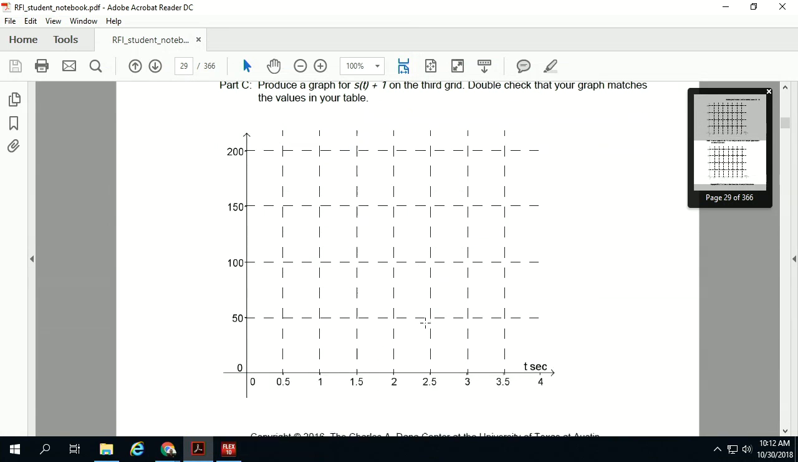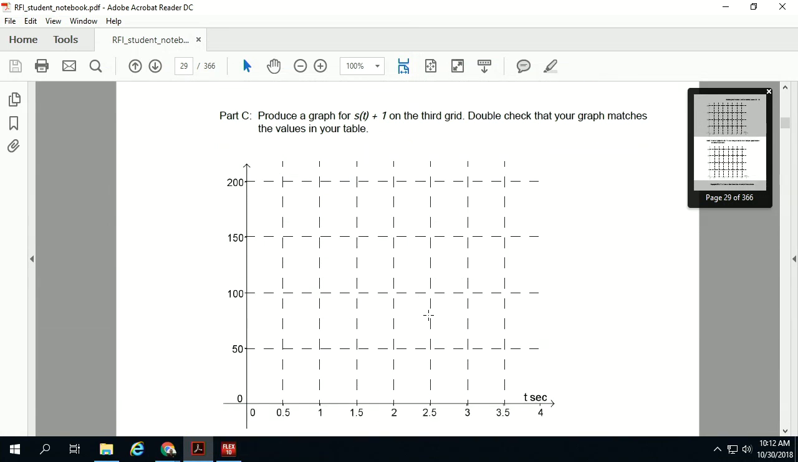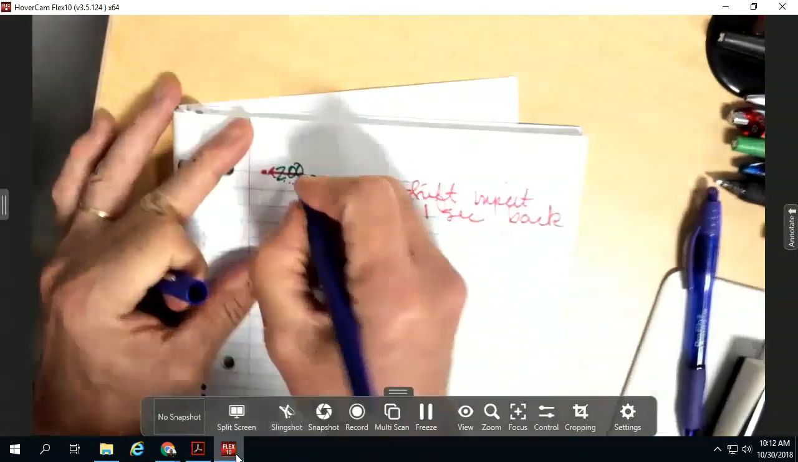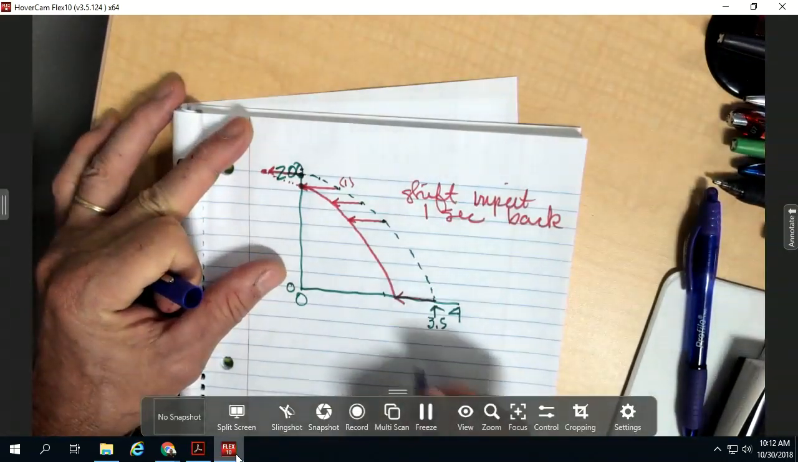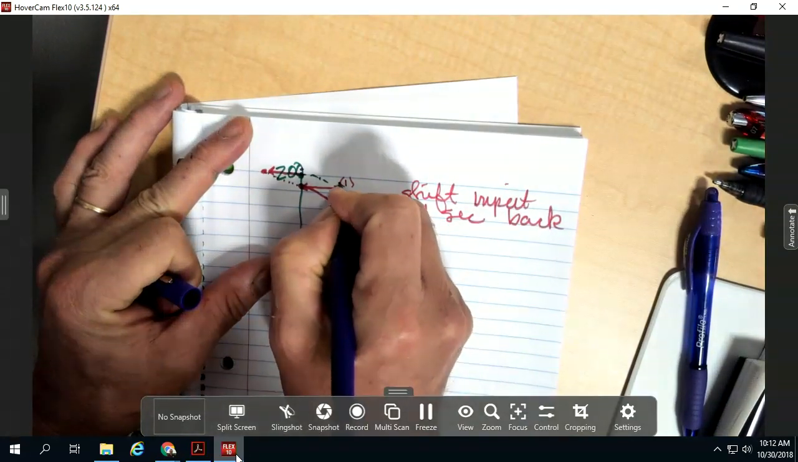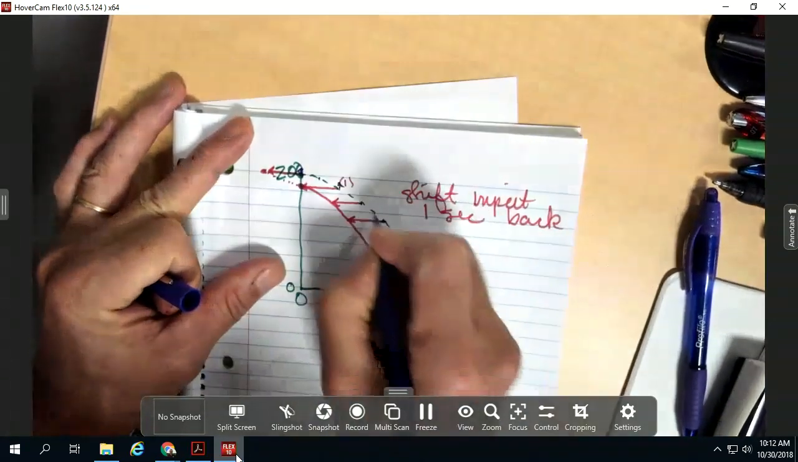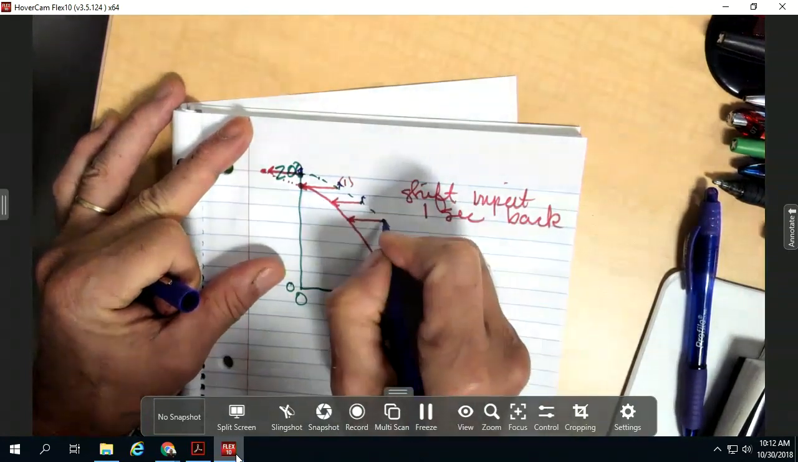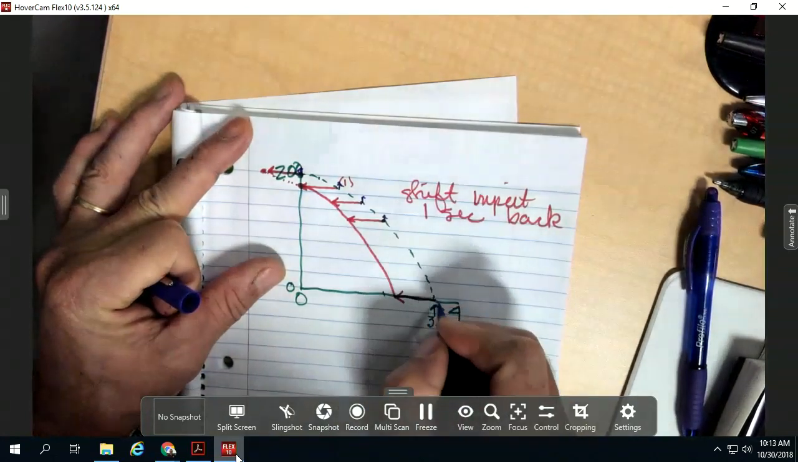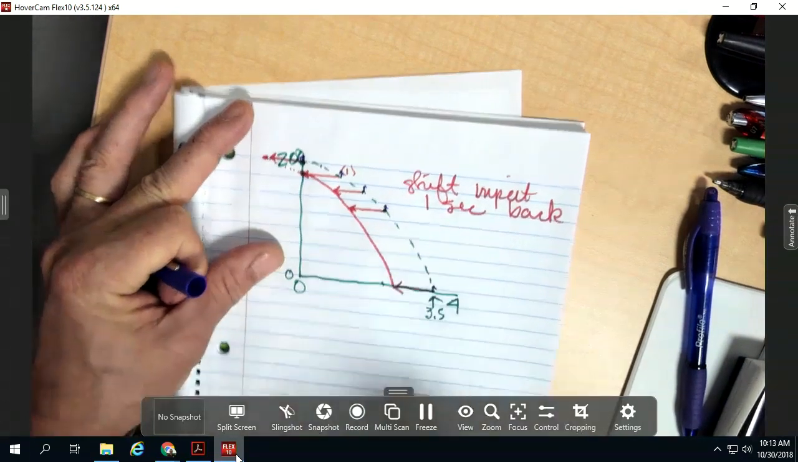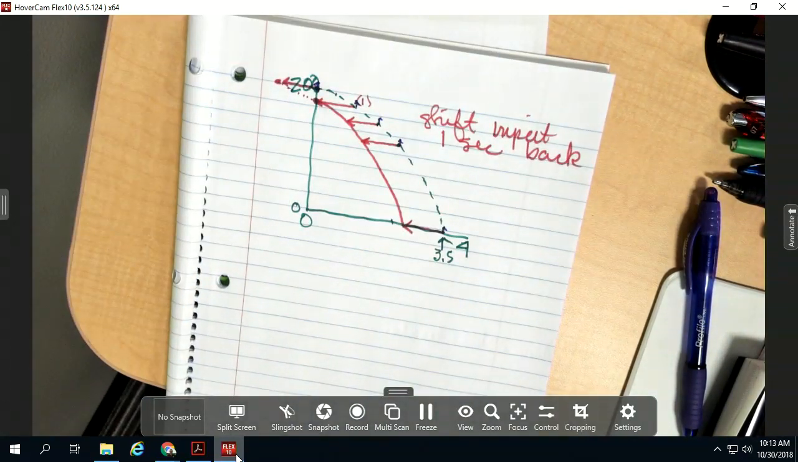Third picture. Now it says graph S of t plus 1. I'm going to do it on my same graph that I did before. And what's the difference? Well, at 0, I'm going to be 1 foot higher. At 1 second, I'm going to be 1 foot higher. At 1.5 seconds, at 2 seconds, 1 foot higher. So at 3.5 seconds, I'm going to still be a foot off the ground. So I'm shifting my output by 1 foot.